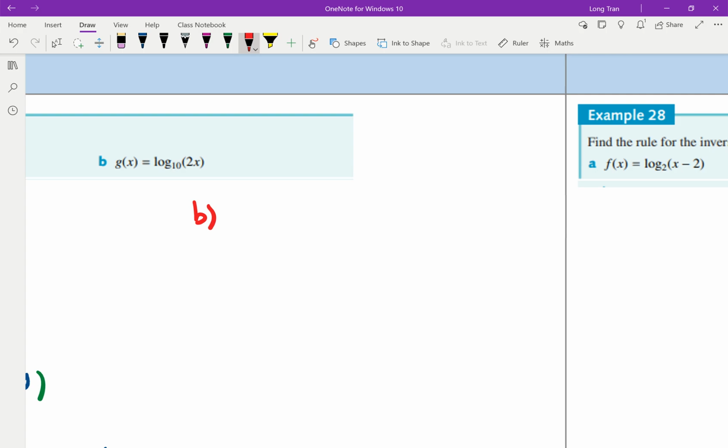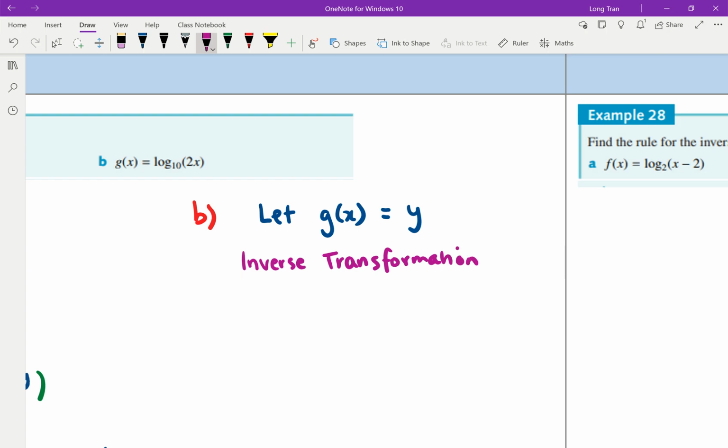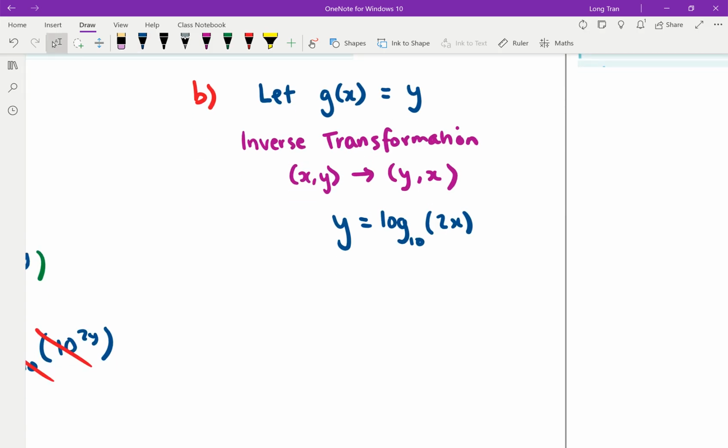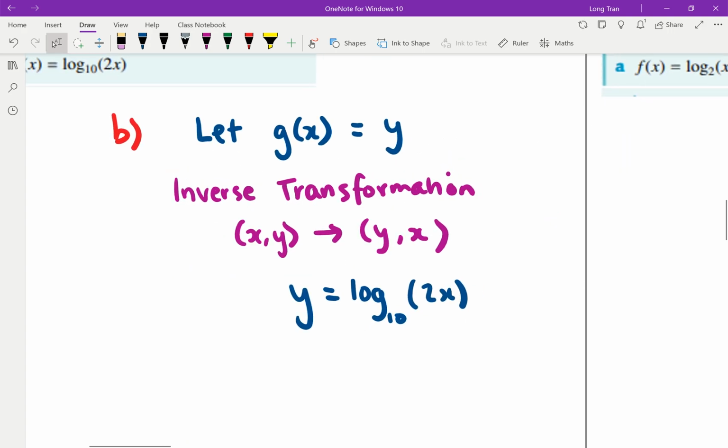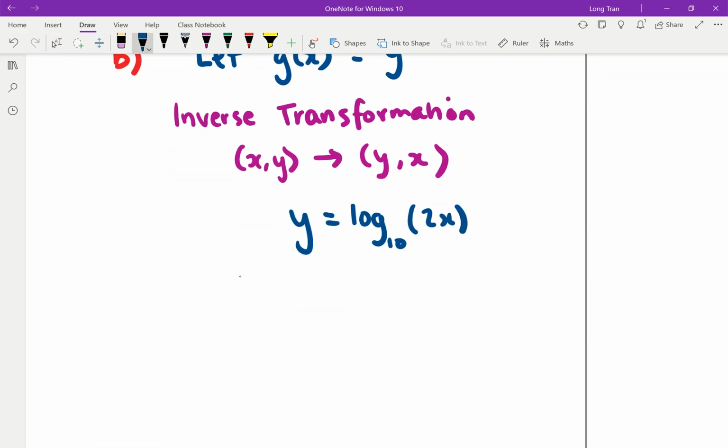Here we go. We've got g of x. I'm going to let g of x equal y, and this is a transformation. We're going to do an inverse transformation, where every x, y coordinate transforms to a y, x coordinate. So the equation y equals log base 10 of 2x will now become x equals log base 10 of 2 times y.